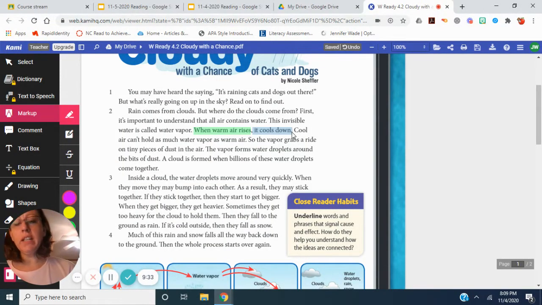Okay, so I can check this by using signal words like you practiced with yesterday to rewrite the sentence. So I can say that when warm air rises, the effect is the air becomes cooler. If the revised sentence makes sense and says the same thing as the first sentence says, then it proves the cause and effect relationship.